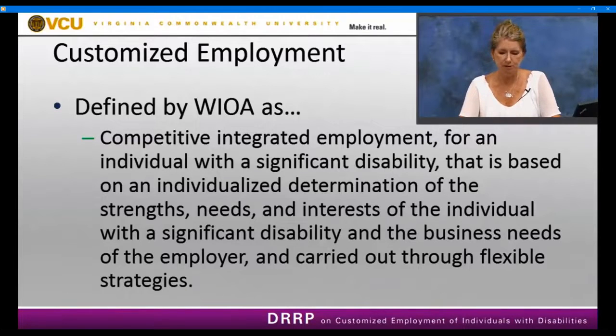And the last part of the definition talks about being carried out through flexible strategies. So the individual's not applying for open positions that are already existing in the market, and we're not using traditional job search strategies. We're really looking at networks, building relationships with businesses, and utilizing strategies such as informational interviewing, work experiences, working interviews, employment proposals, and job negotiation.